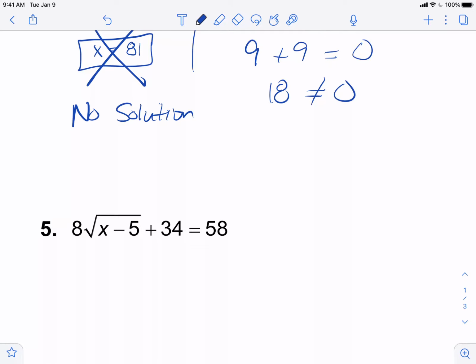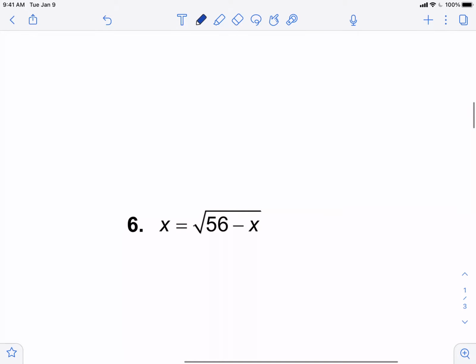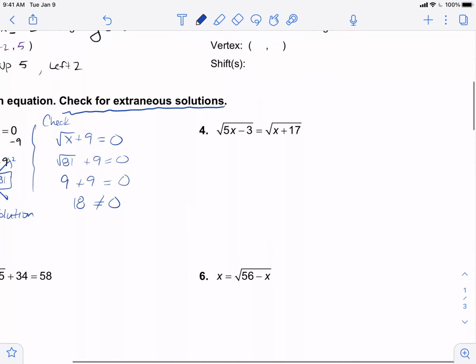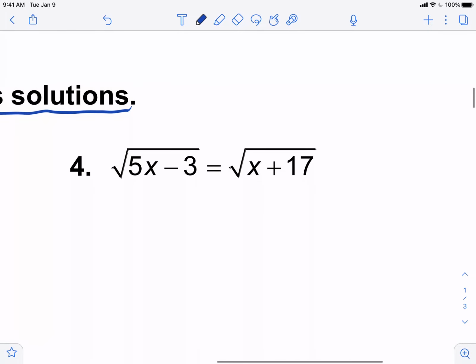Now, looking at these other two problems, you'll have number 5, which will be similar. There's just going to be a little bit more work to do before you can get the square root alone. Number 6, the square root is alone, so you can square right away and solve. Looking over here at number 4, though, this one's kind of important to know too.